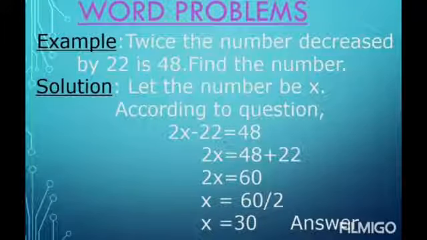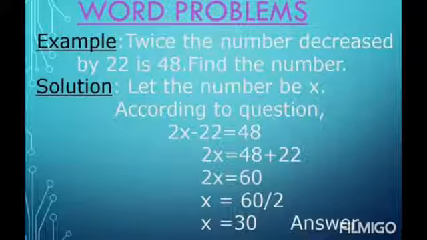For example, twice the number decreased by 22 is 48. Find the number. First we have to convert this statement into a simple linear equation and then find the number. For that, first we let the number be x. Then according to the question, twice the number, that means 2x, decreased by 22 means minus 22, is 48, means equal to 48. Now minus 22, when we transpose from left hand side to right hand side, we have to add. So 2x is equal to 48 plus 22, which is 70.